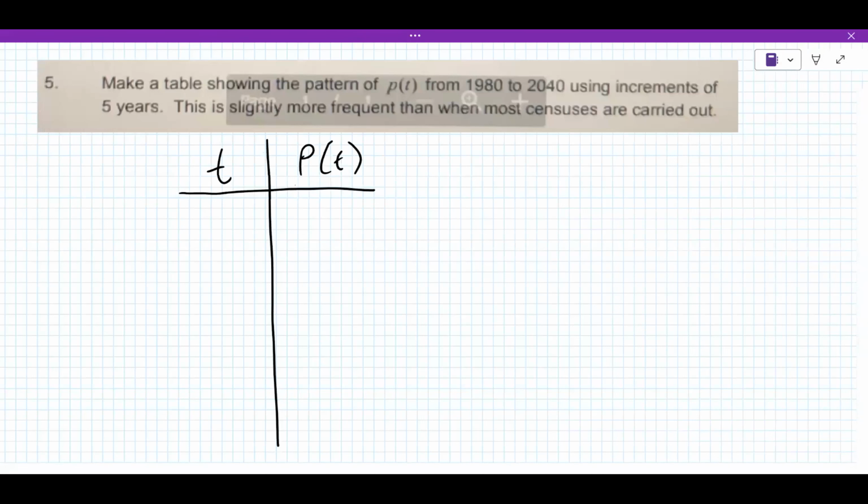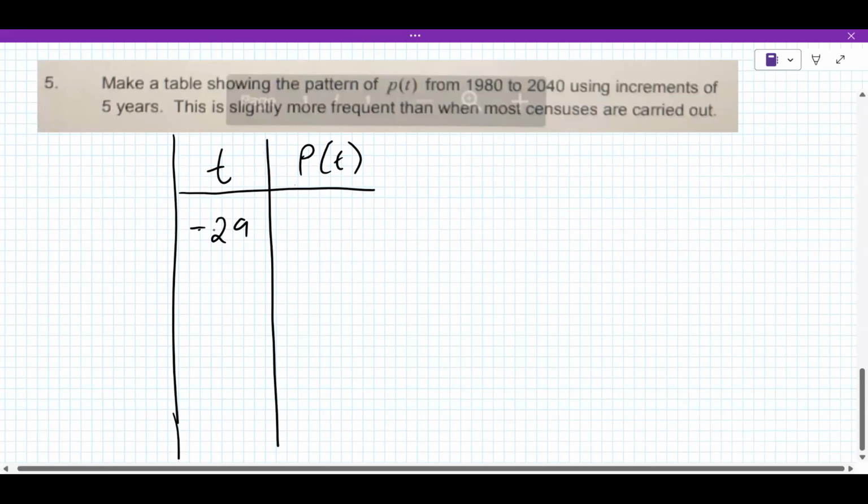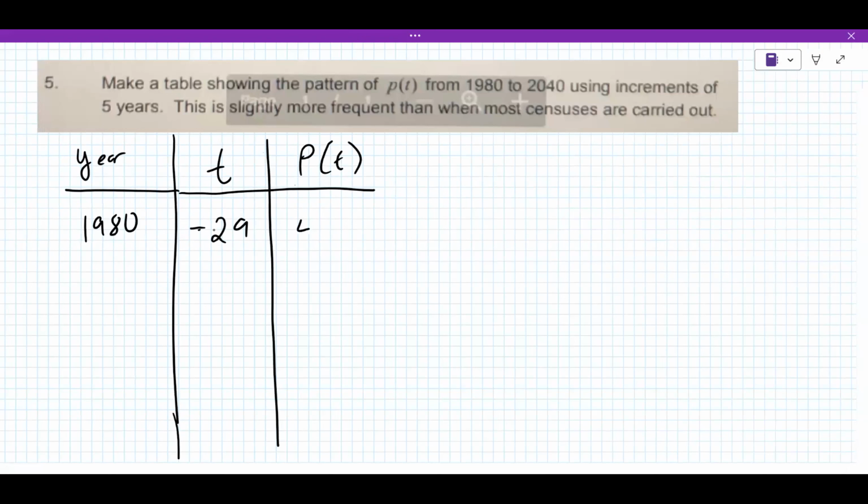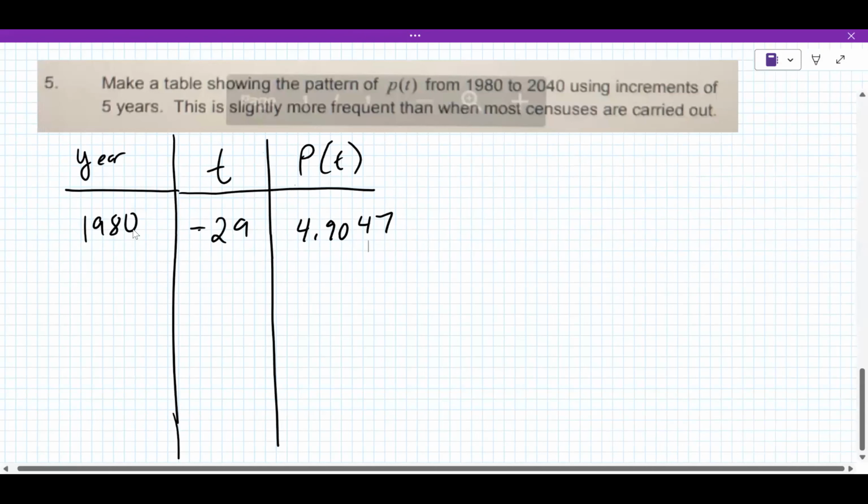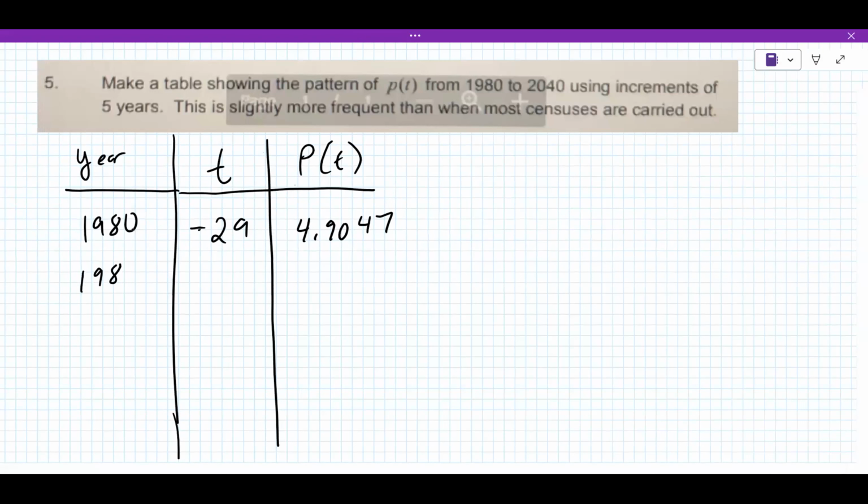What I'm showing you here is we're going to put in this value of T, which is minus 29, and we might even add a column that says year. This is year 1980. And then we had 4.9047, I'll just say billion. Okay. And then we want to go 5 years later. So that's 1985. That's minus 25.